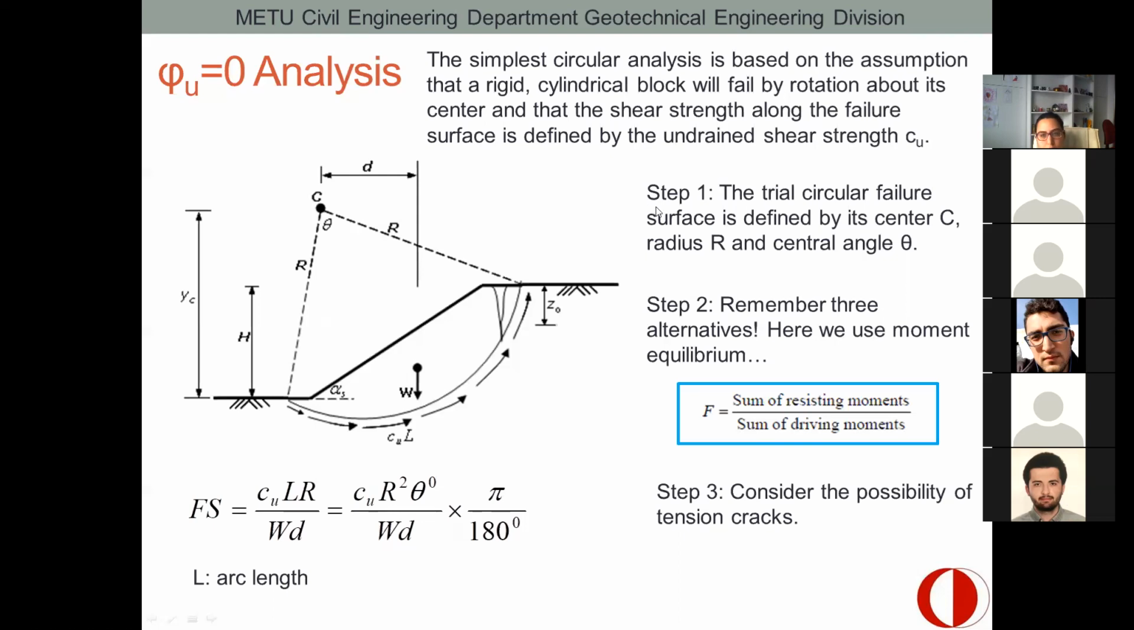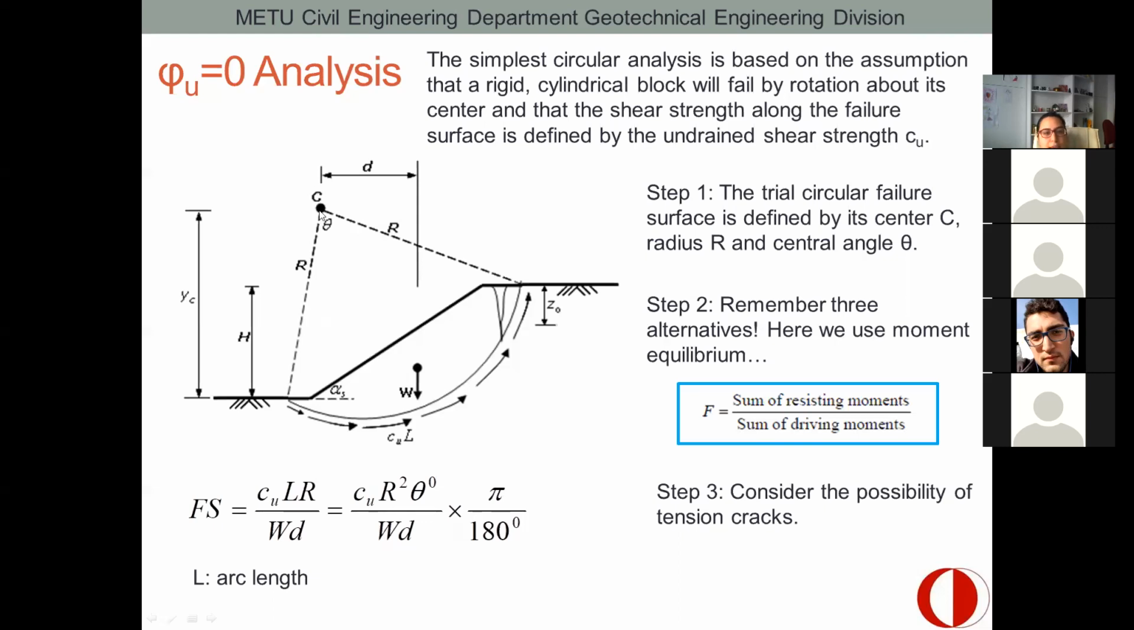In step number 1, first, I'm going to assume a trial circular failure surface. So basically, I'm going to assume this point C is right here. I'm going to assume the radius R, and I'm going to assume the central angle theta. So this point's place, this radius, and this theta are all assumptions. This is a trial and error procedure. For every assumption, I'm going to calculate the factor of safety.